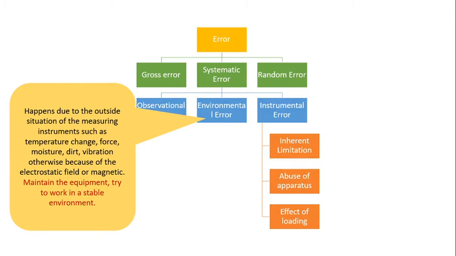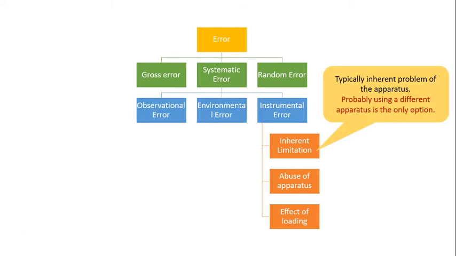Well, temperature will always fluctuate throughout the day, but perhaps you can steal a window of say 1 hour within which you will perform the experiment and within which the temperature doesn't change much. Then your environment is stable as long as temperature variation is concerned. Inherent limitation is an instrumental error, typically inherent problem of the apparatus, and perhaps the only possible way to eliminate this sort of error is to use a different apparatus.